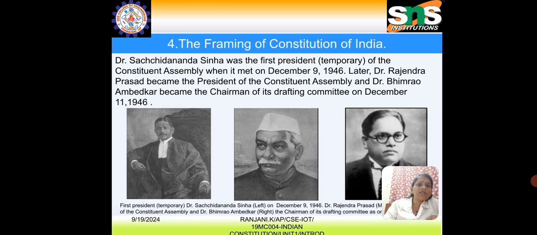His name is Dr. Sachchidananda of the Constituent Assembly, and the second one is Dr. Rajendra Prasad. So he framed the constitution in 1946, and it came into effect on January 26, 1950. And next is Dr. Ambedkar. He became the chairman of the drafting committee in 1946.